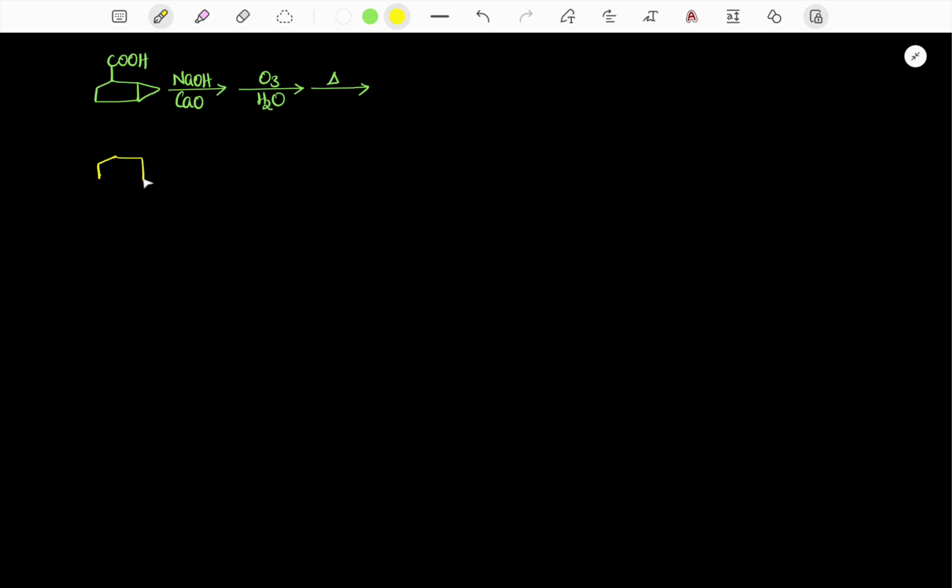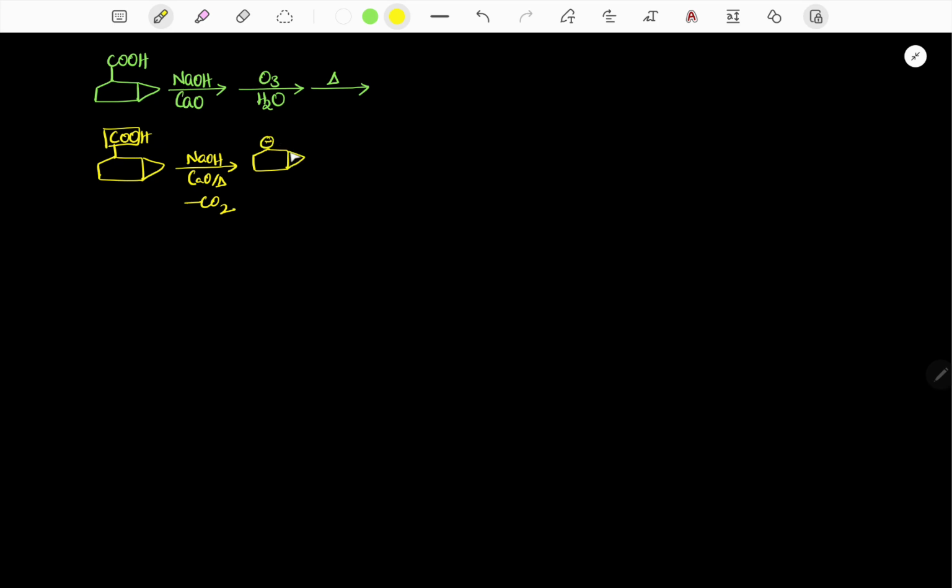The reactant has a carboxylic acid treated with soda lime, NaOH, CaO, heat. It is soda lime. We know that carboxylic acids in the presence of soda lime undergo decarboxylation. So we have to remove the CO2 and write down the corresponding carbanion.